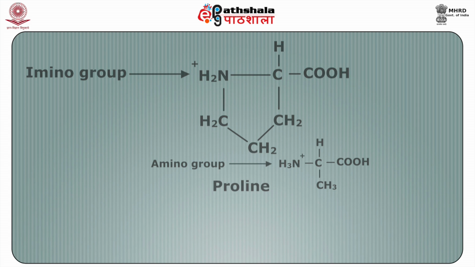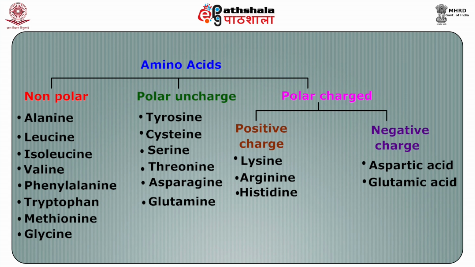Based on polarity of side chains, amino acids are classified on the basis of polarity of the side chain as non-polar side chain, polar side chain, polar side chain with a positive charge, and polar side chain with a negative charge. The non-polar amino acids contain aliphatic or aromatic side chains. There are 8 examples. Non-polar side chains are usually hydrophobic and are buried deep in the interior of the protein molecule.